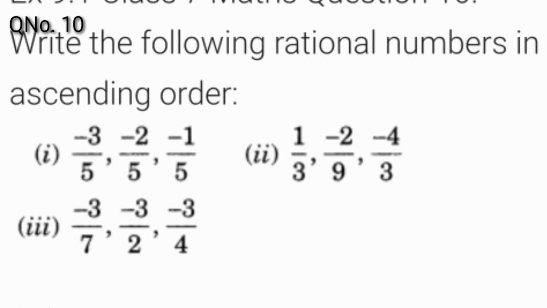Now comes the 10th question. Write the following rational numbers in ascending order. Here 3 rational numbers are given. We have to find out which one is bigger and which is smaller and arrange them in ascending order. The same procedure as the previous question. We have to make the denominators same, find out which is bigger and which is smaller, and arrange them.